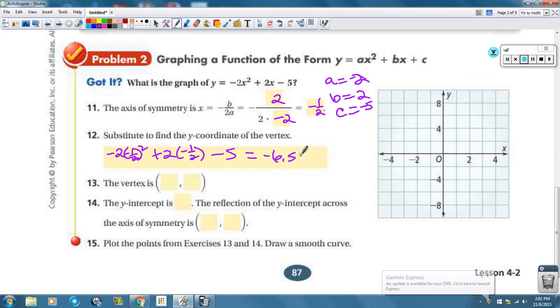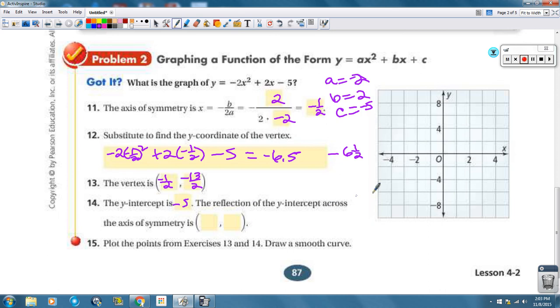Double check with yours and make sure I got that right, because I just could have made a mathematical error. So that's going to be negative 6 1/2, so negative 13 halves. Okay, and then our y-intercept is negative 5.